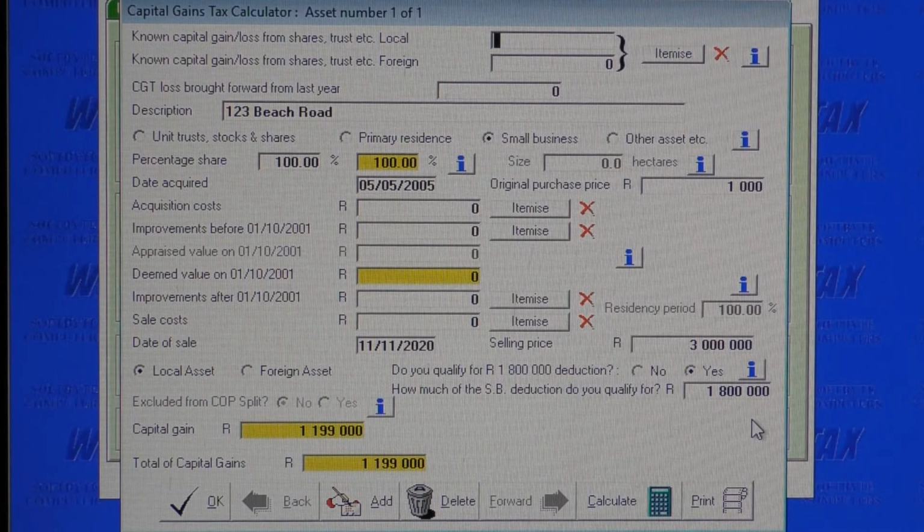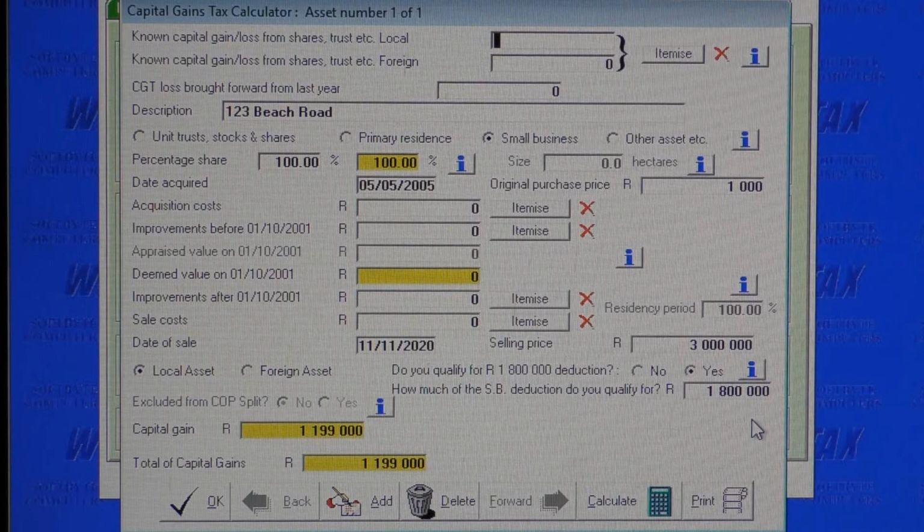The first 1.8 million of profit on a small business is exempt from CGT, provided that you are either over 55 or you were forced to sell the business because of ill health. The exemption is per person and not per business. The total value of all the taxpayers' businesses must not exceed 10 million rand.